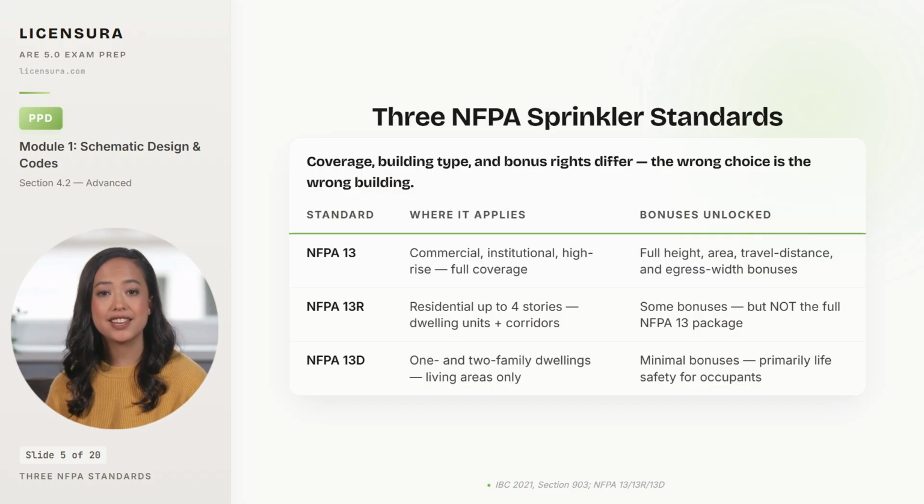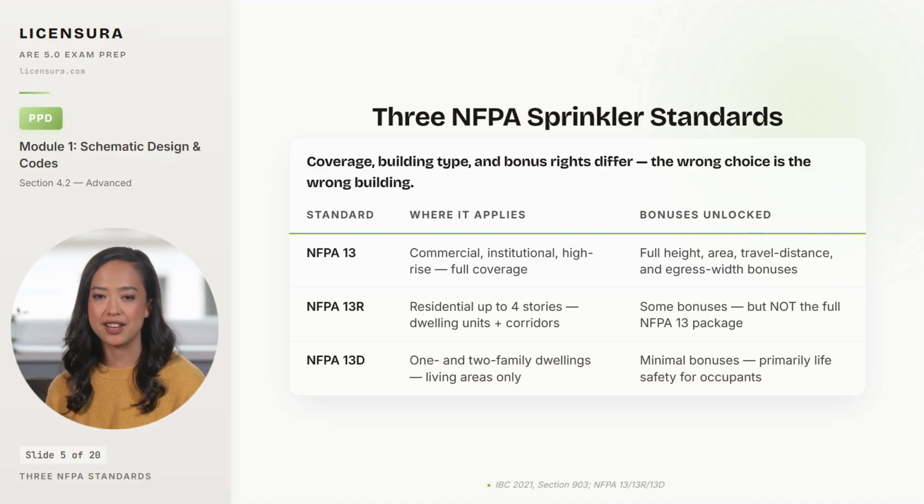3 NFPA standards, 3 coverage maps. NFPA 13 is the full coverage standard: commercial, institutional, high-rise, including concealed spaces, mechanical rooms, attics, closets, and bathrooms. Because it covers everything, it unlocks the full set of IBC bonuses: higher allowable height, higher allowable area, longer travel distances, and reduced egress widths.